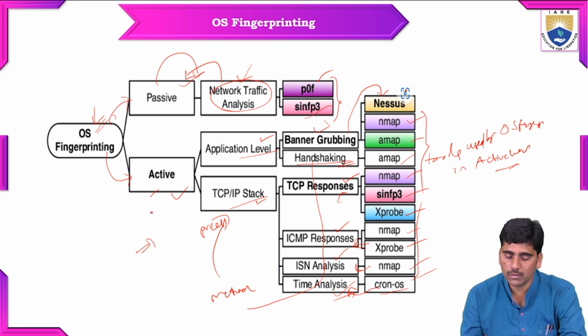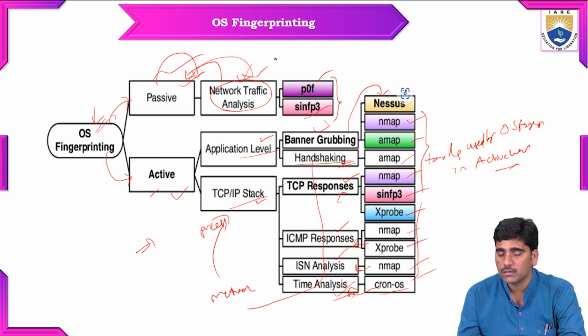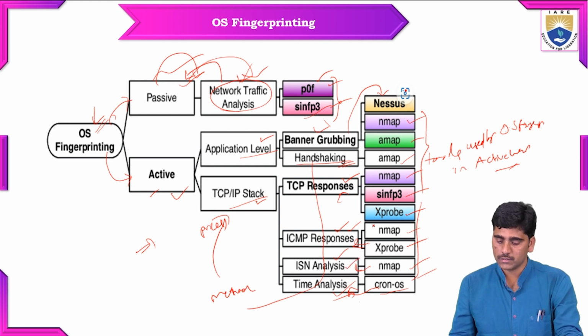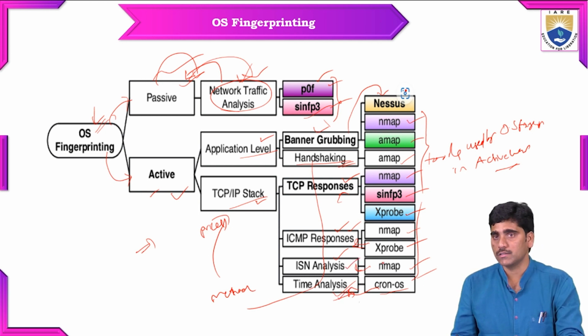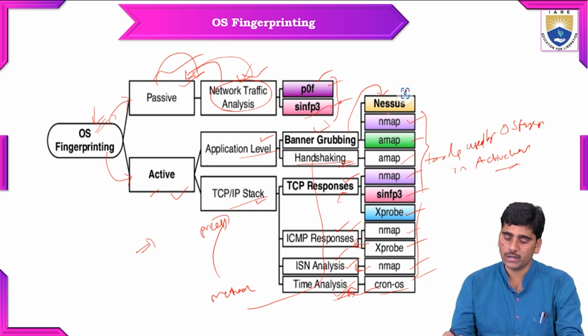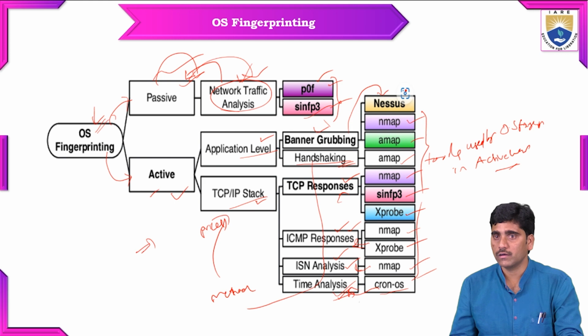So these are the types of OS fingerprinting mechanisms. Network traffic analysis, application level and TCP/IP stack are the methods, implemented along with processes such as p0f, Sniff3, banner grabbing, handshaking, TCP responses, ICMP responses, ISN analysis and time analysis. All these processes are implemented in tools like Nmap, Amap, Nessus, Sniff3, Xprobe and Cron-OS.